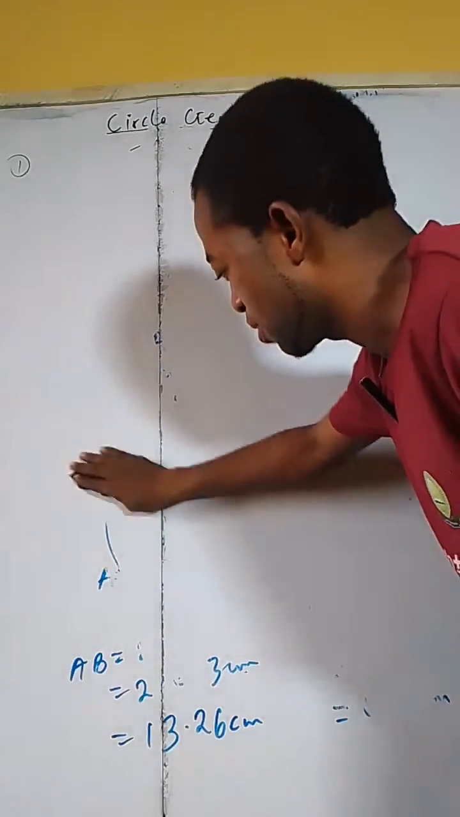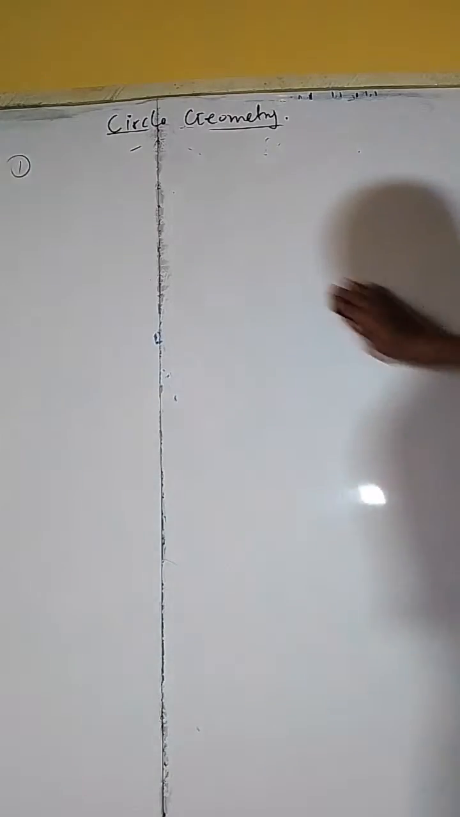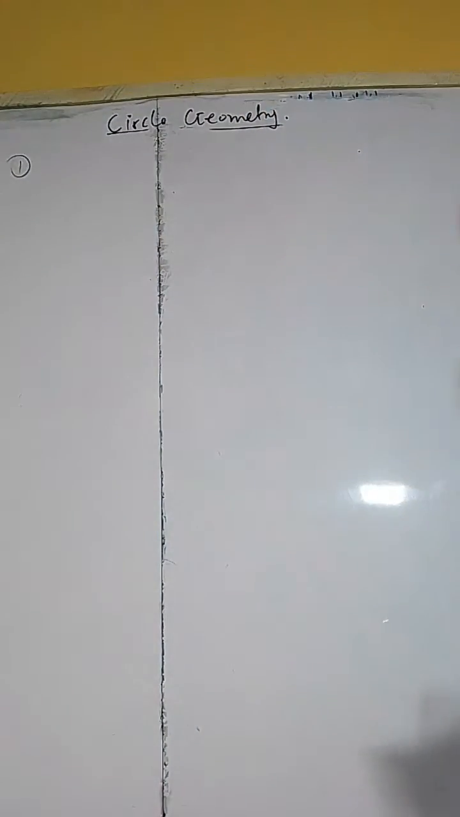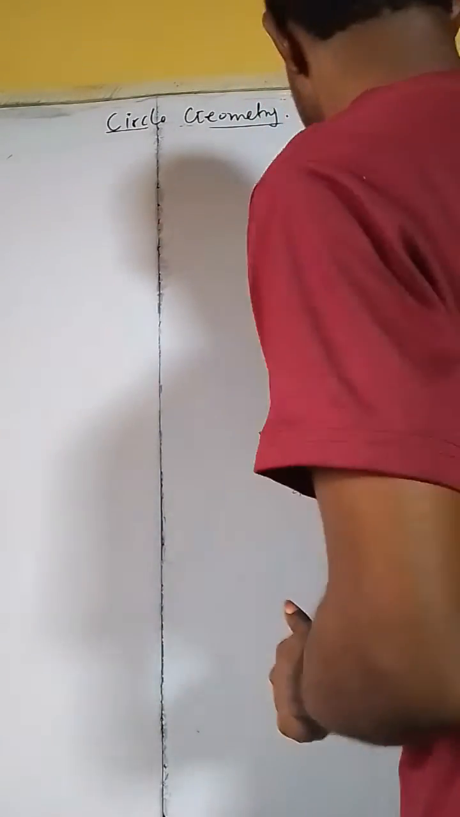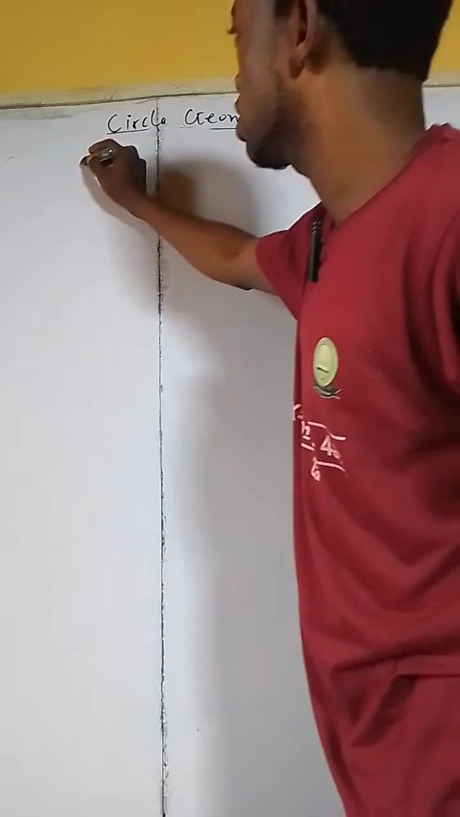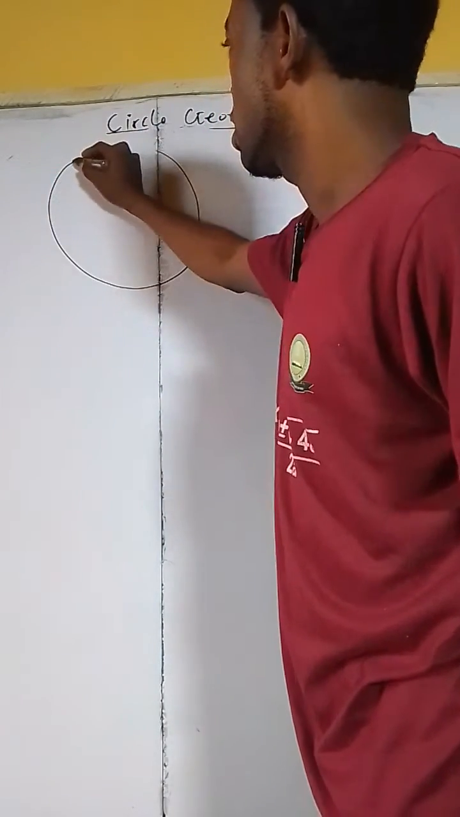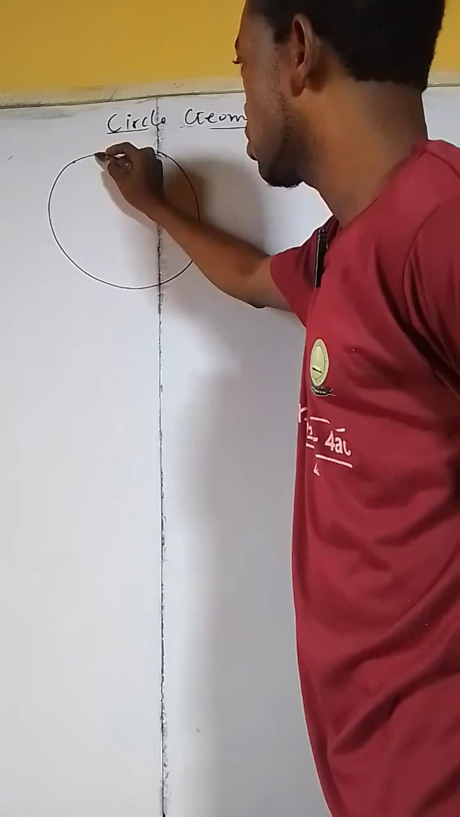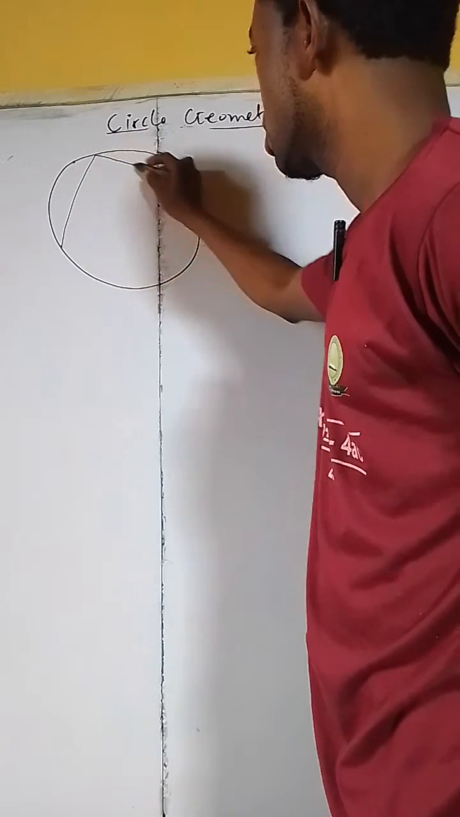Just as the name implies, cyclic quadrilateral. So when we inscribe a quadrilateral inside a circle, that implies that we have what is called a cyclic quadrilateral. Now, when we have a circle like this, and we have a quadrilateral that has its 4 angles touching the circumference.